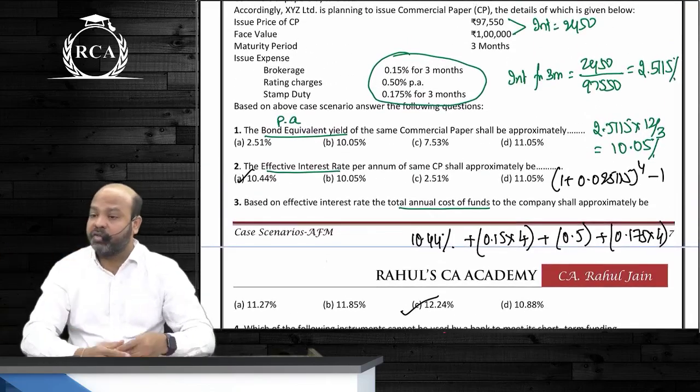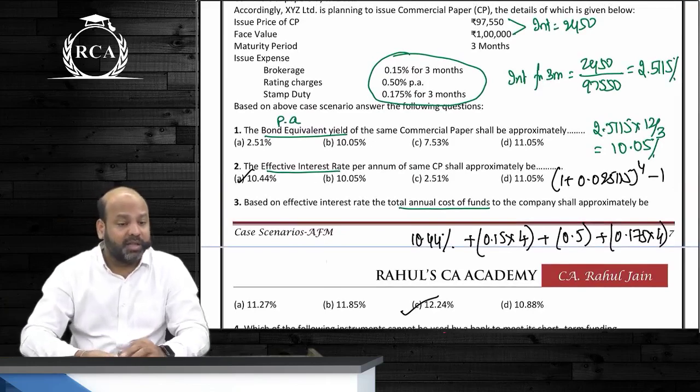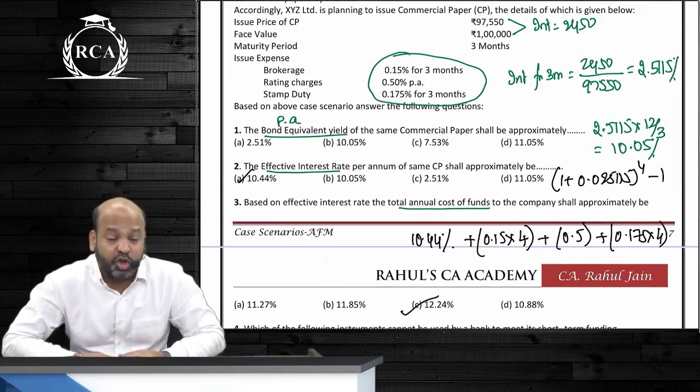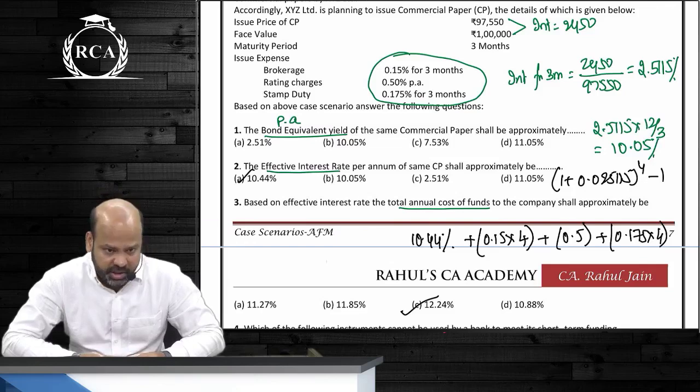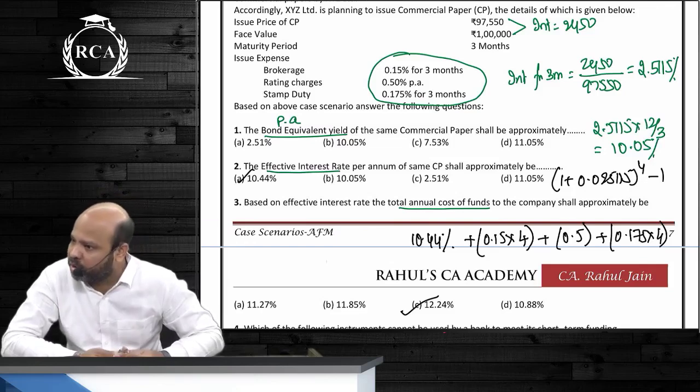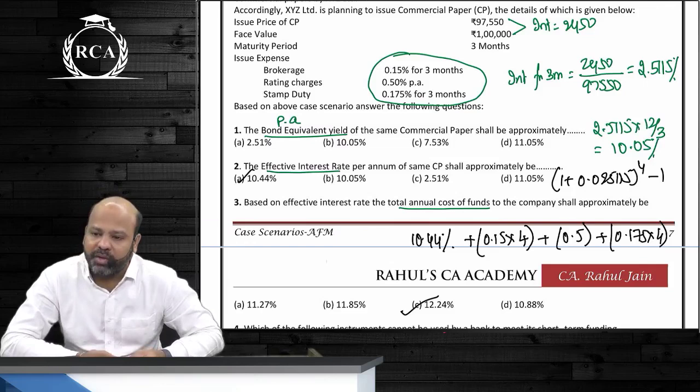I hope you have understood the difference between the second and the third bit. For the first 2 bits, you should not include other charges. For the third bit, you will include other charges. That is how you will arrive at the answer. Correct, Sujal?